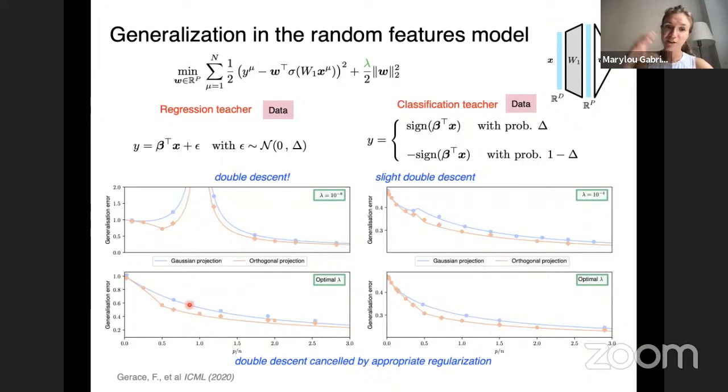But there are a lot of things to understand about the value of the optimal regularization. For now, this is heuristic. There is no clear understanding of what explains the value of the optimal regularization and so on and so forth. So those are intuitions, but there is still a lot we need to understand.